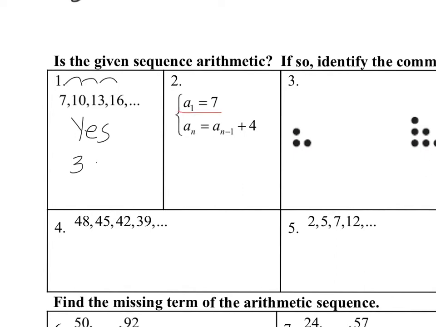So a sub 1 is 7. To find a sub 2, I take a sub 2 minus 1, which is a sub 1, and add 4. So I'm just going to add 4 to 7. Then I'm going to add 4 again, because that's the common difference, and add 4 again. So yes, it's arithmetic, and the common difference is 4.